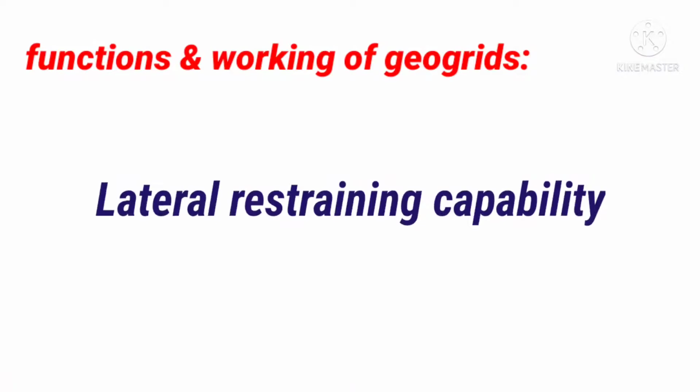Next one is lateral restraining capability. The stresses produced by the wheel loadings coming over the pavement result in the lateral movement of the aggregates, which in turn affects the stability of the whole pavement arrangement. The geogrid acts as a restraint against this lateral movement.